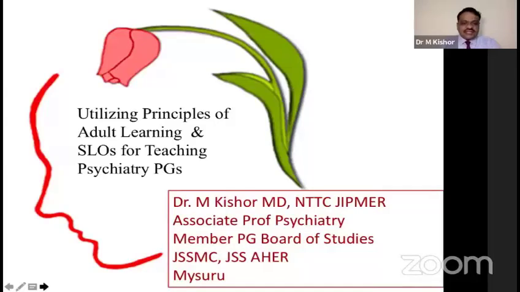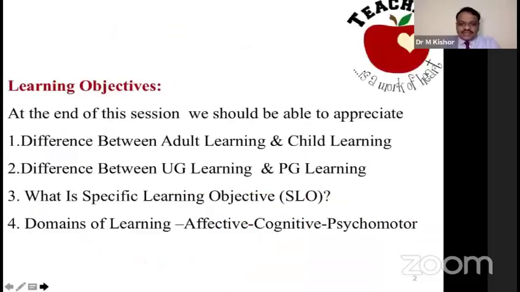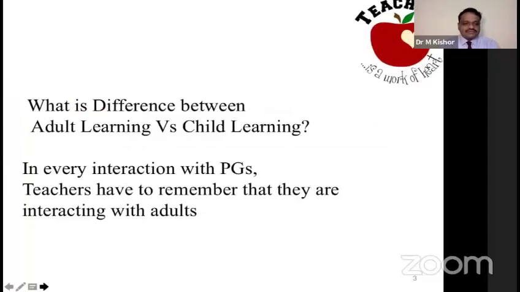At the end of this session, I think we will be able to appreciate the difference between adult learning and child learning. We would like to discuss the difference between undergraduate and postgraduate learning. Then I will touch upon what a specific learning objective is, and then we will discuss briefly what the domains of learning are, with appropriate examples. I'll keep my slides as simple as possible so that everybody is able to comprehend what we are talking about.